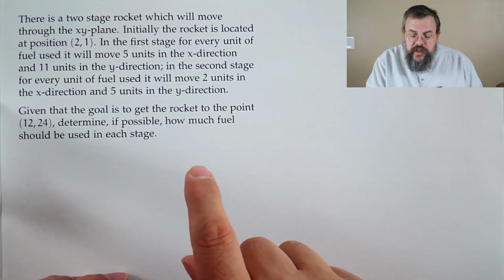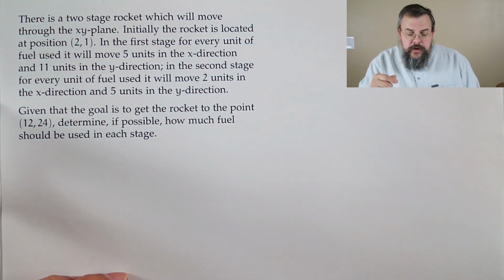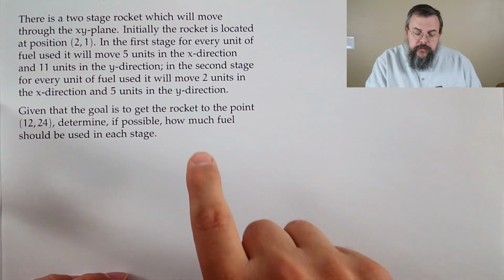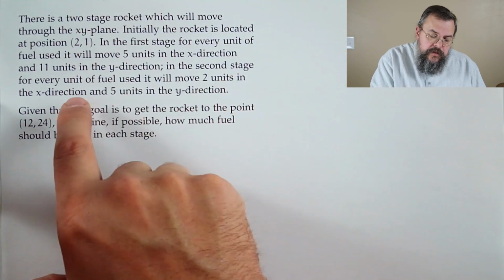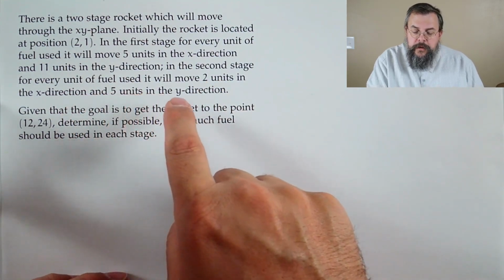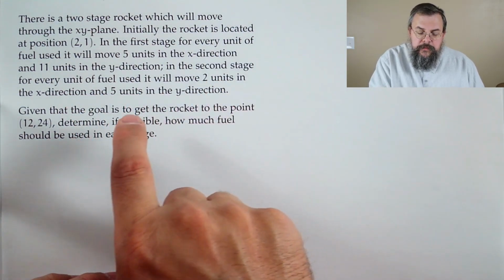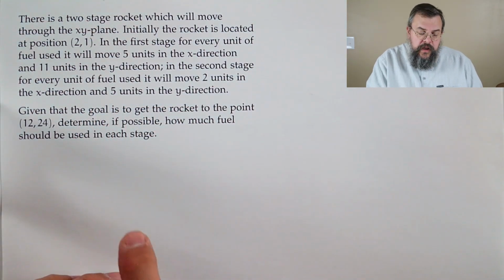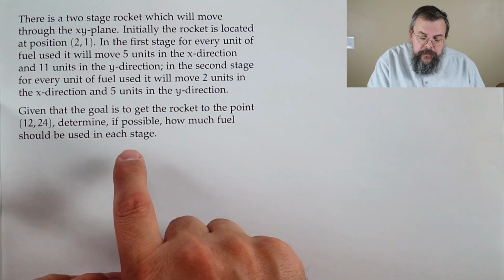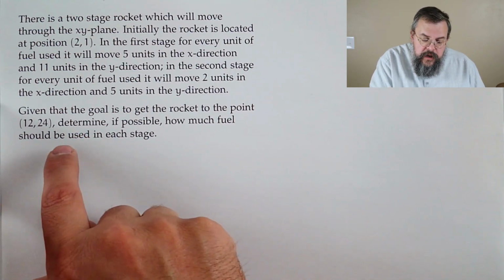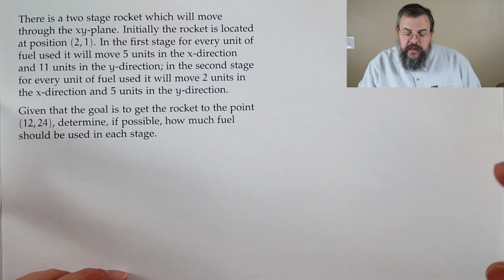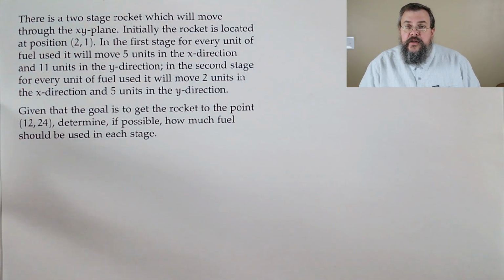In the first stage, for every unit of fuel used, it will move 5 units in the x direction and 11 units in the y direction. In the second stage, for every unit of fuel used, it will move 2 units in the x direction and 5 units in the y direction. Now, given that the goal is to get the rocket to the point (12, 24), determine, if possible, how much fuel should be used in each stage.